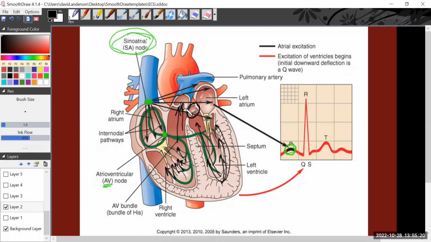The myocytes are connected to one another in such a way that they can work as a syncytium. And this second group of black lines would be represented by our QRS complex, which comes after the P wave. Atrial contraction first, ventricular contraction second.